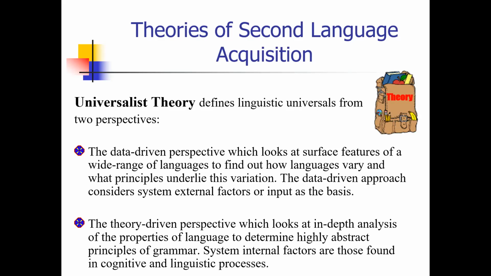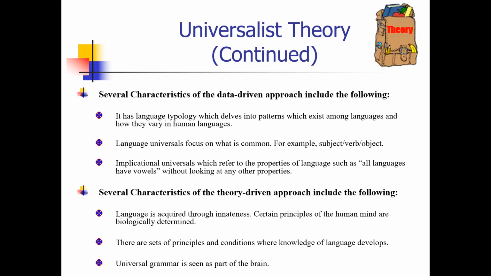First, universalist theory, which defines linguistic universals from two perspectives. The first perspective is the data-driven perspective, which looks at surface features of a wide range of languages to find out how languages vary and what principles underlie these variations. The data-driven approach considers system-external factors, or input, as the basis. And then the second one is the theory-driven perspective, which looks at in-depth analysis of the properties of language to determine highly abstract principles of grammar. System-internal factors are those found in cognitive and linguistic processes.